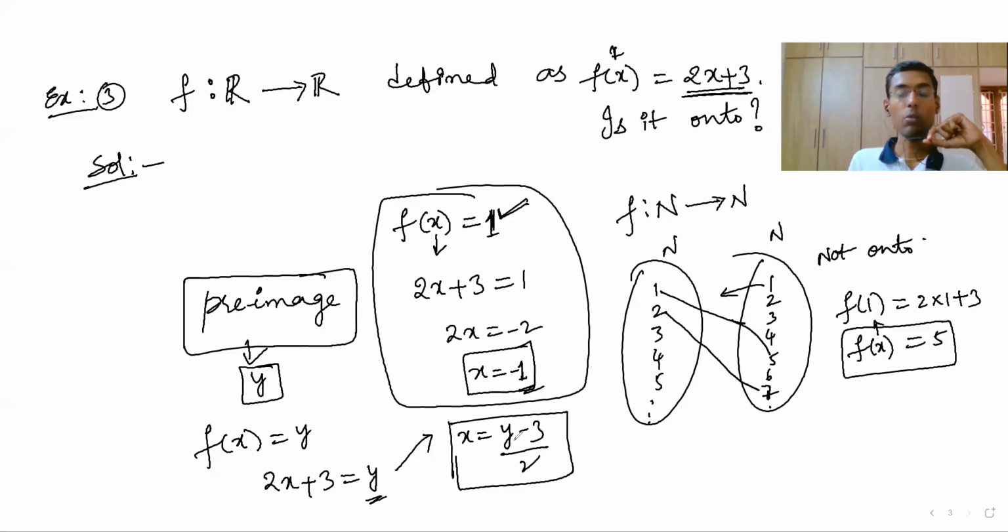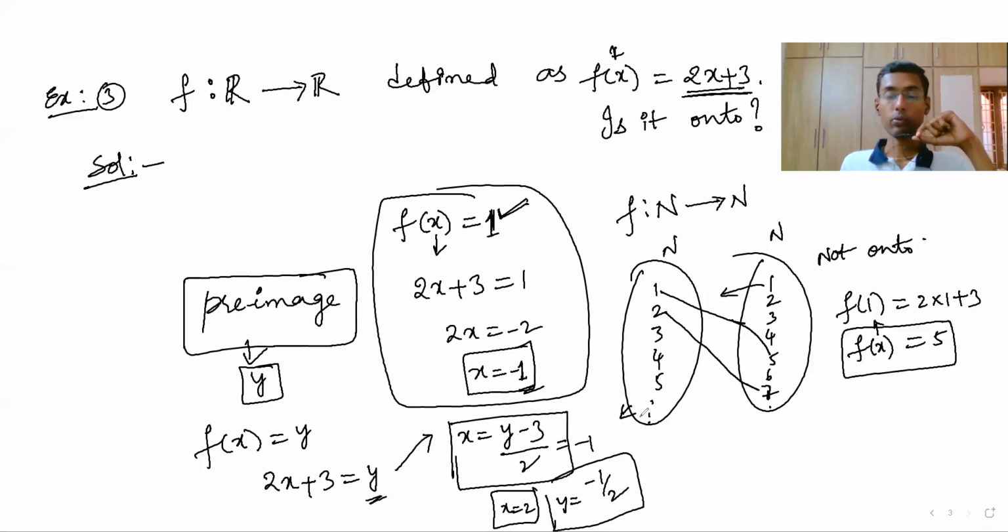If you put 1, the pre-image is minus 1, which doesn't exist in natural numbers. And if you put 2, then it's minus 1 by 2. You getting this? Yes or no? Like that, the pre-image of 2 doesn't exist, of 3 doesn't exist, of 4 doesn't exist.